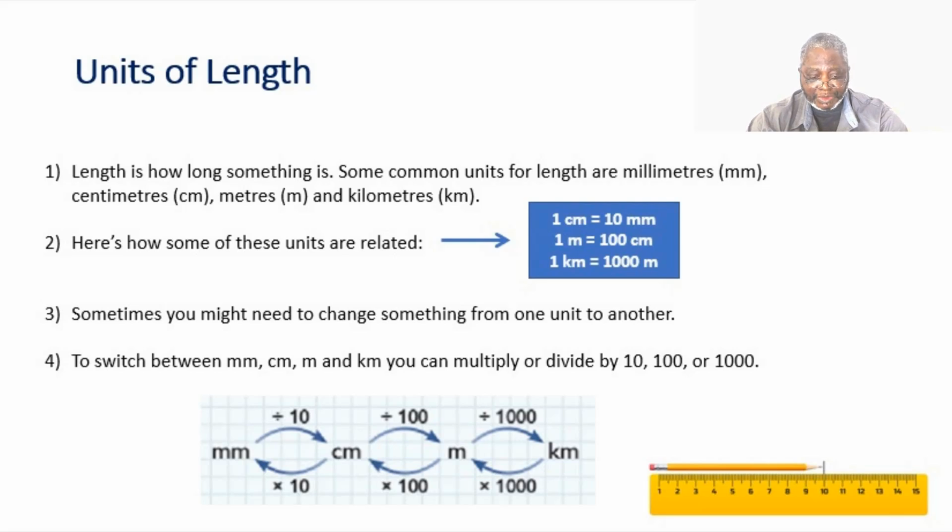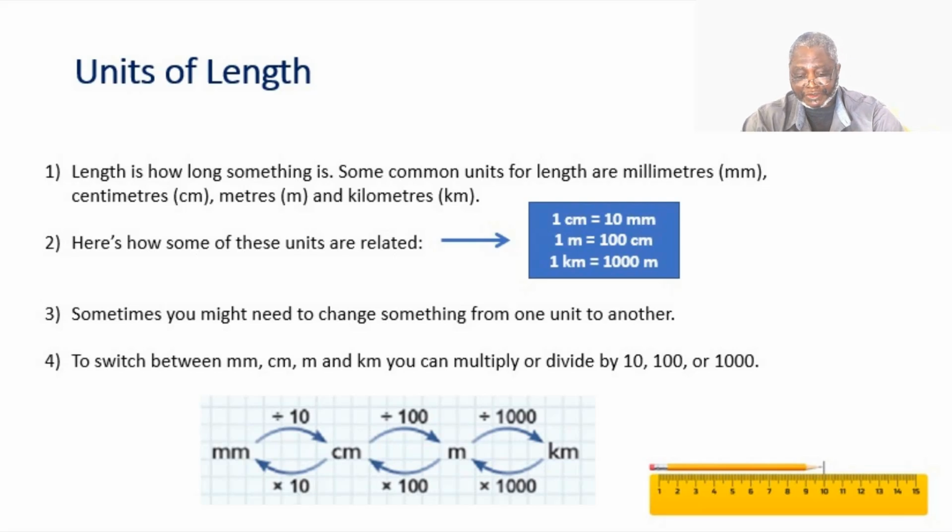Millimeters to centimeters, you divide by 10. To convert from centimeters to meters, you divide by 100. And then to convert from meters to kilometers, you divide by 1,000.